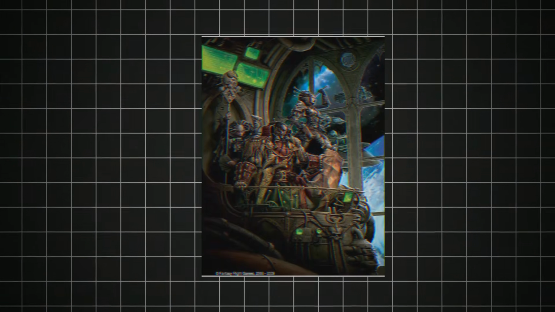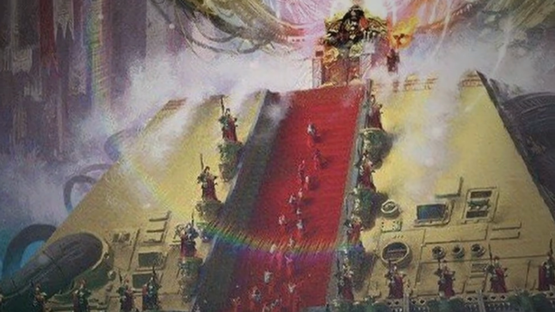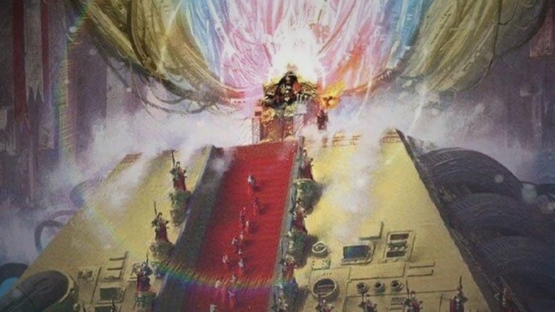Without the guiding light of the Astronomicon, warp jumps became blind, often leading to ships being lost in the Empyrean or emerging light years off course, sometimes into the very heart of a demon world.